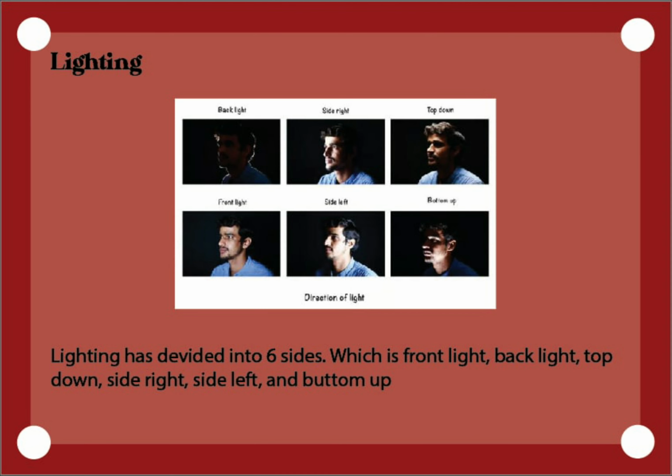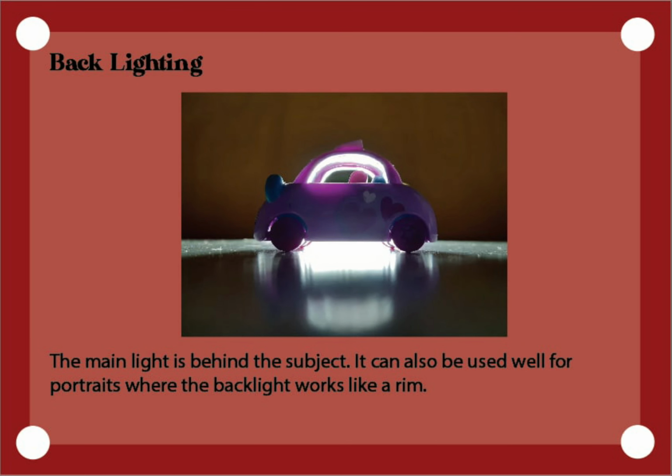Lighting. Lighting is divided into six sides, which are front light, back light, top down, side right, side left, and bottom up. This is the example for backlighting. The backlighting is when the main light is behind the subject. It can also be used well for portraits, where the backlight works like a rim.